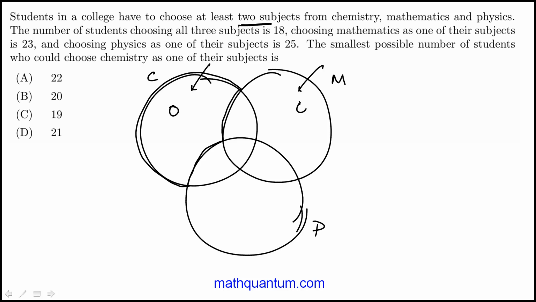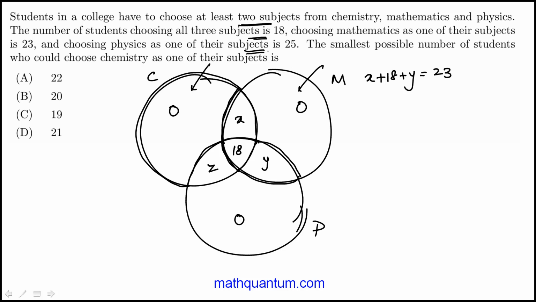This would be math only, that's also 0. Physics is also 0. Now all 3 subjects, there are 18 students, so that's this region here, their intersection. And now choosing mathematics as one of the subjects is 23, so that would be in this entire area. So what I'm actually going to do is to assign these individual regions x, y, and z. So our first condition is x plus 18 plus y is 23.